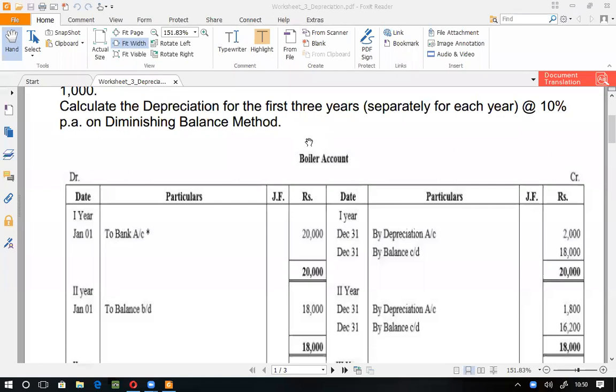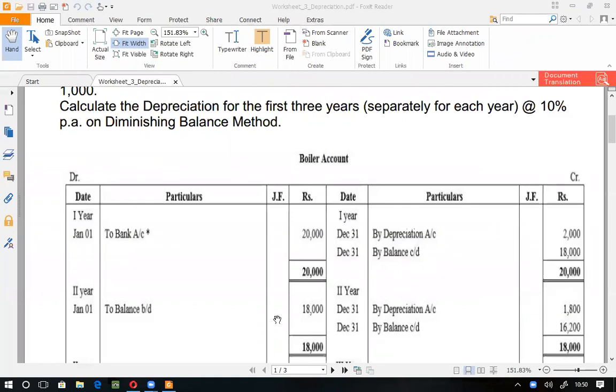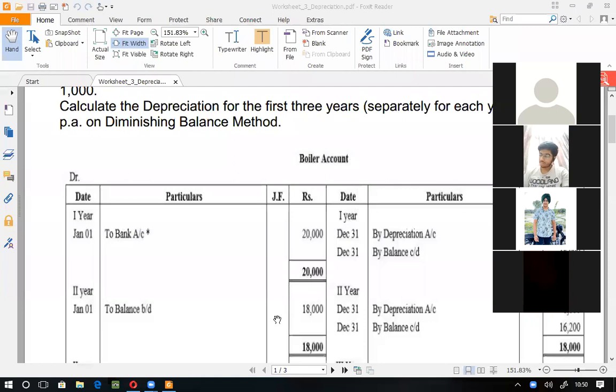So last time the balance carried down was 18,000. Now it will be the balance brought down of the present year. Fine. So it is 18,000. Now we'll calculate 10% depreciation on this 18,000. So what will be the depreciation for this year? 10% of 18,000. Sahil beta. 1,800. Good, Ayush. This year depreciation will be 1,800.